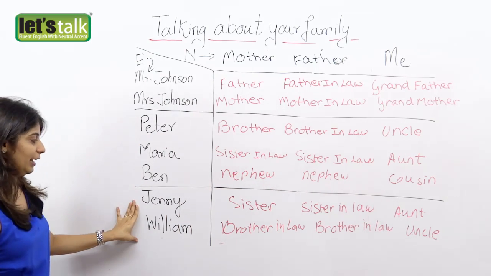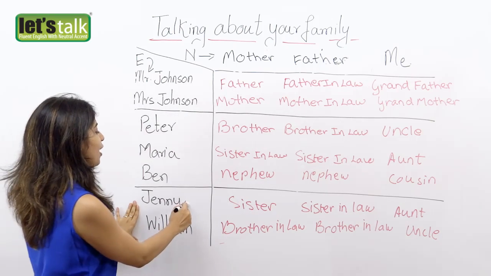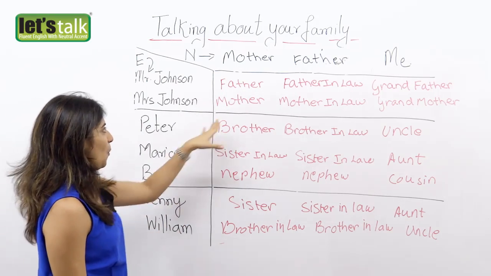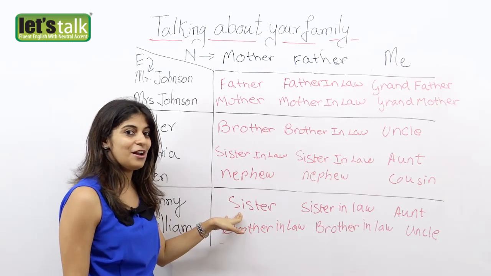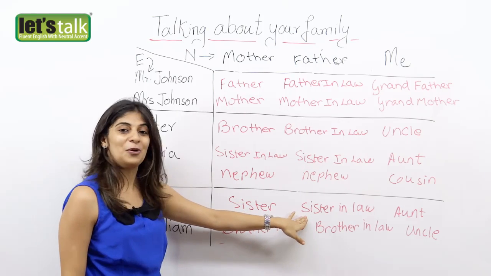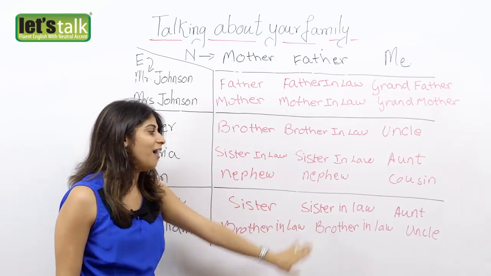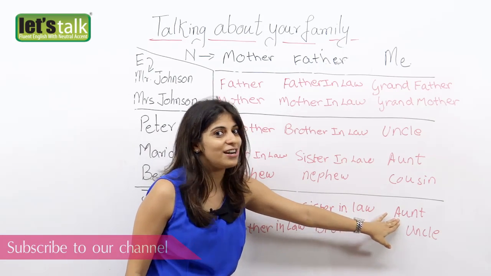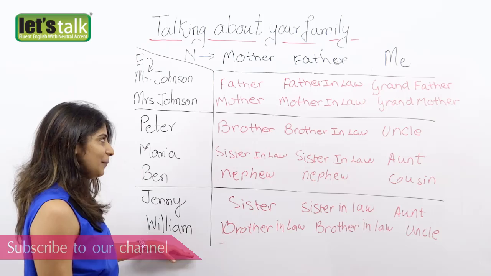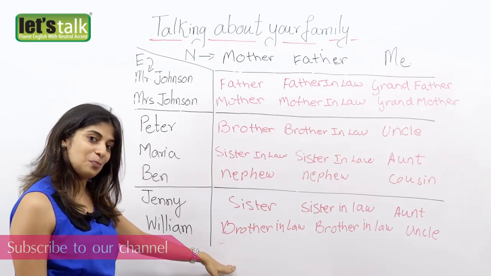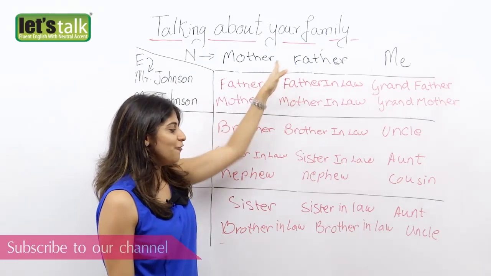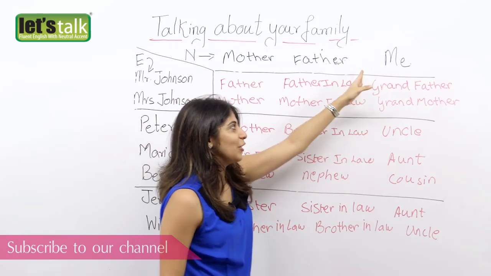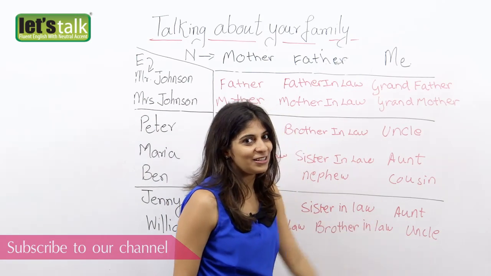And Jenny and William, let's assume that Jenny is your mother's sister. So Jenny would be her sister. For your father, she would be his sister-in-law. And for you, she's going to be your aunt, and she's going to be a maternal aunt. Whereas William would be your mother's brother-in-law. For your father, again, he's going to be his brother-in-law. And for you, he's going to be an uncle.